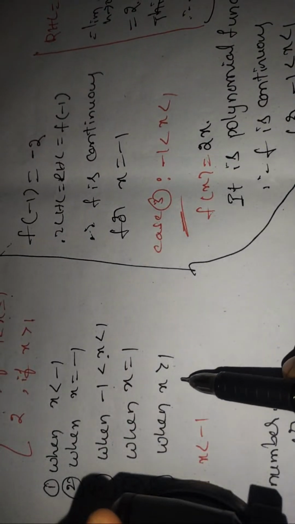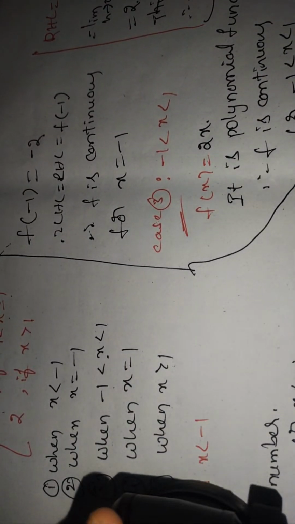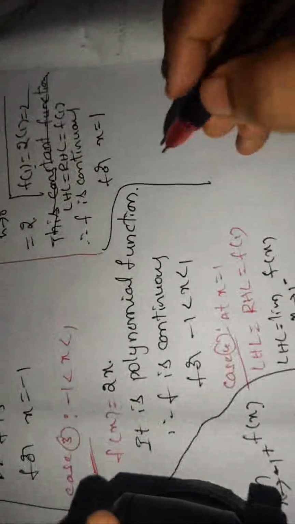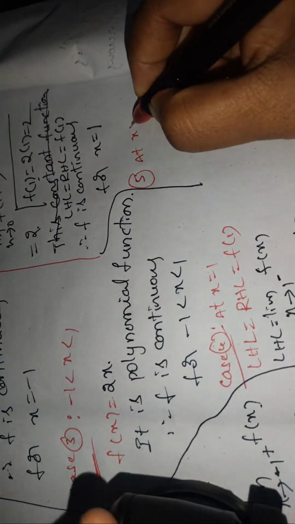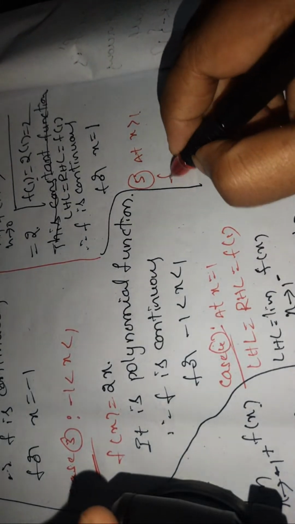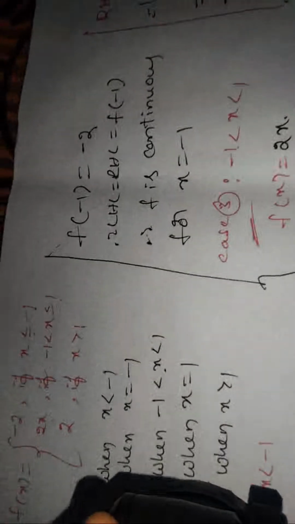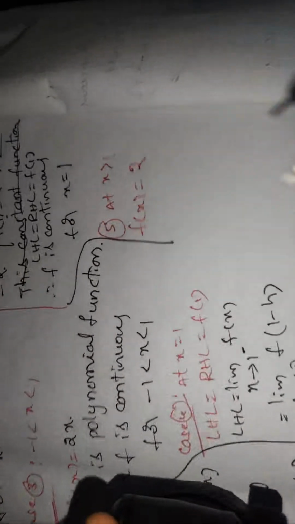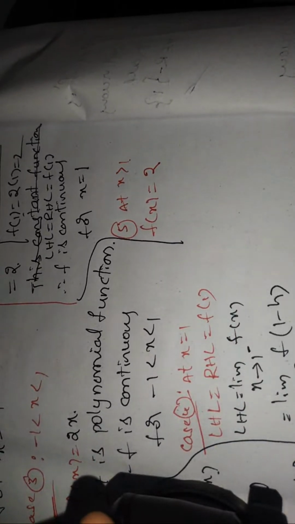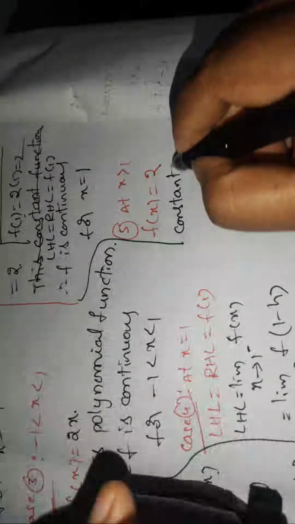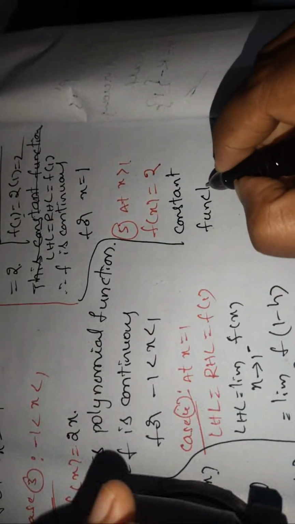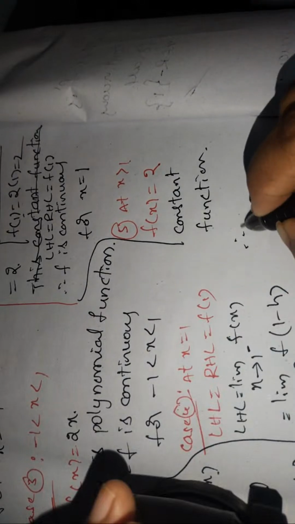And what is the next case? The next case is x greater than 1. Last case, case 5, at x greater than 1, what is the function? When it is more than 1, the function is 2. So write the function as 2. This is a constant function. Therefore f is continuous.